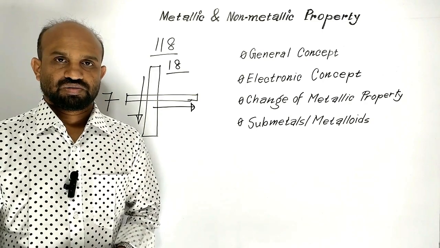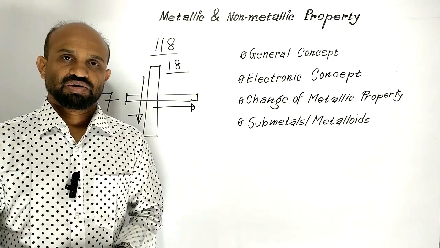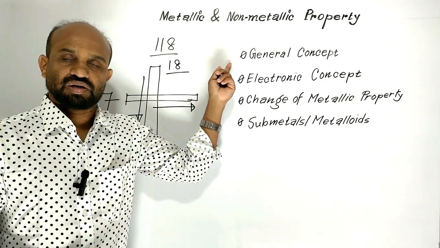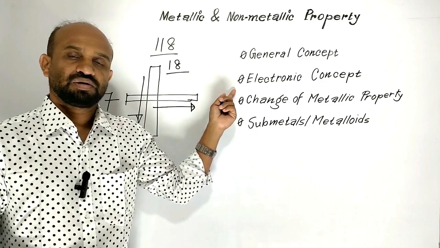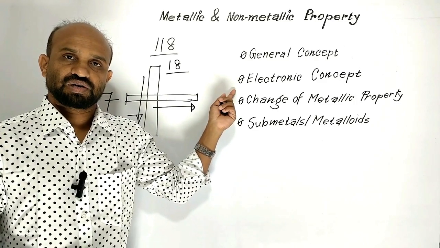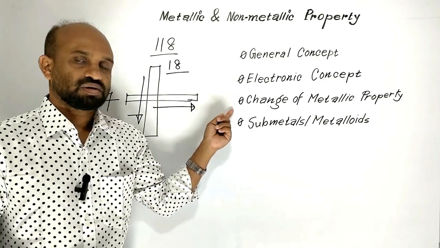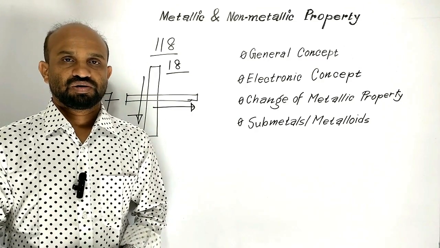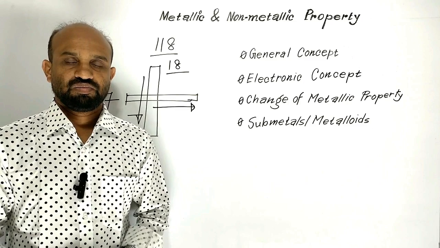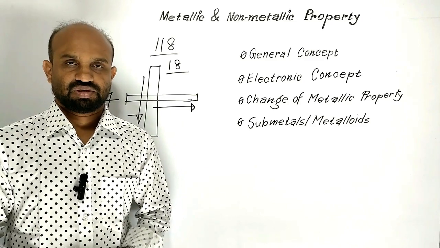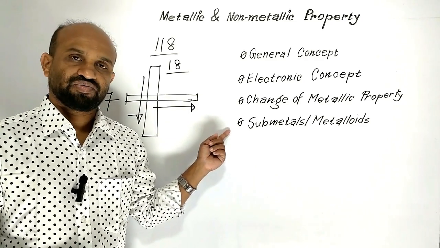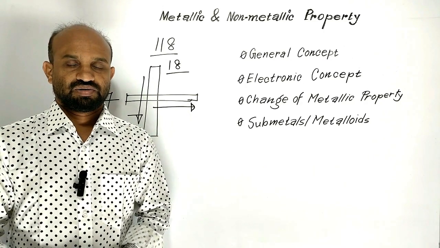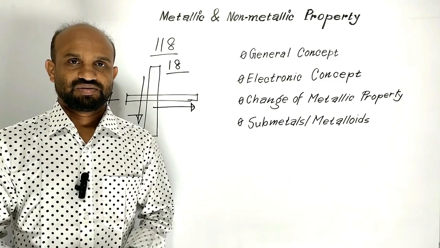This is today's lesson. In this lesson, we are going to learn the general concept of metals and non-metals, the electronic concept of metals and non-metals, and then the change of metallic property along a period and along a column according to electronic concept. And finally, submetals or metalloids. So let's begin.